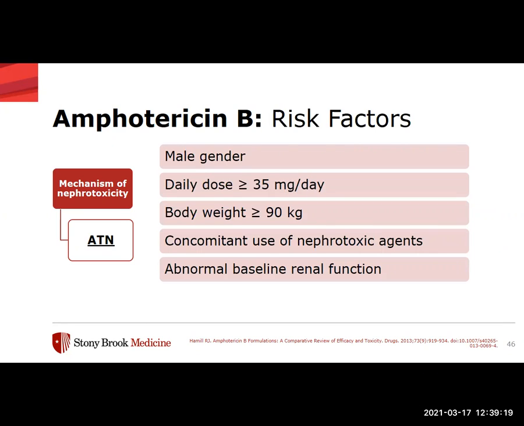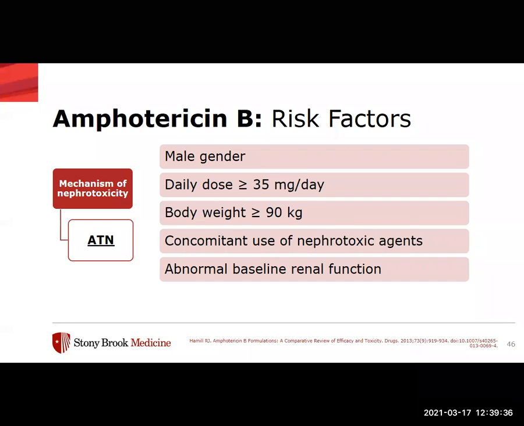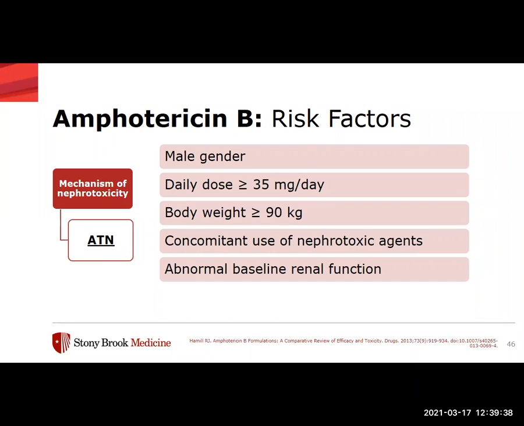Although nephrotoxicity with amphotericin B can occur in any patient, there are certain patient populations who are more likely to develop nephrotoxicity during treatment. So on this slide, I just have listed risk factors associated with amphotericin B-induced nephrotoxicity, such as male gender, high daily dose, high body weight, concomitant use of nephrotoxic agents, and abnormal baseline renal function. In these patients, if we're considering using amphotericin B for a fungal infection, it's imperative to monitor their renal function as they are at higher risk of developing nephrotoxicity.